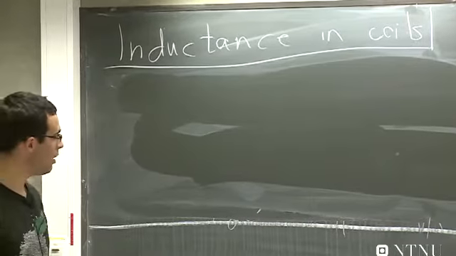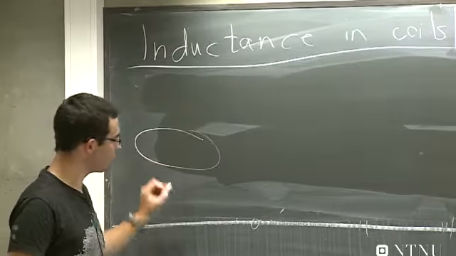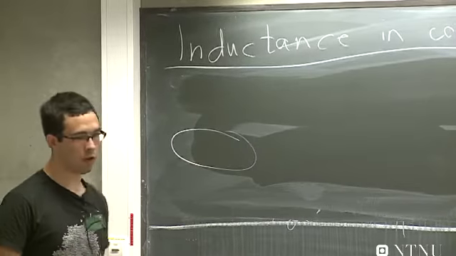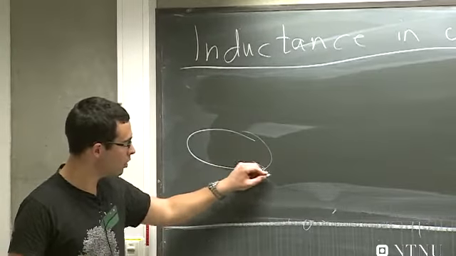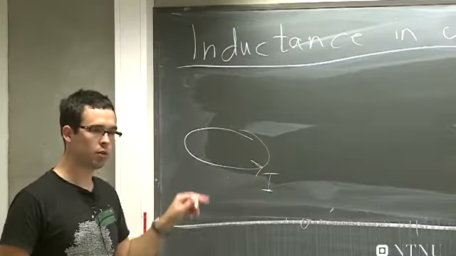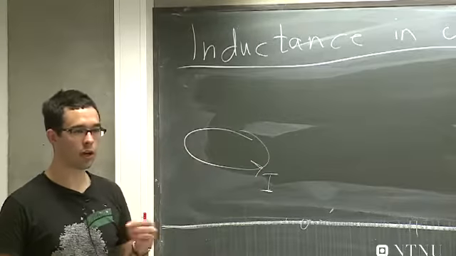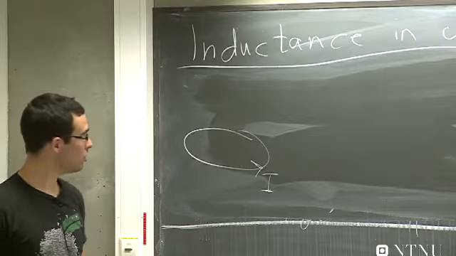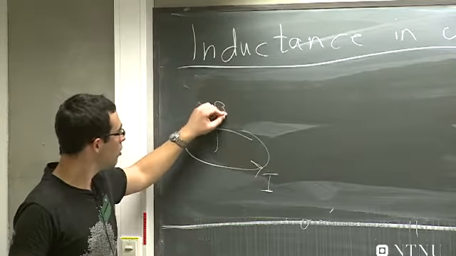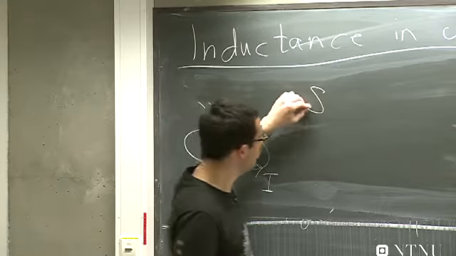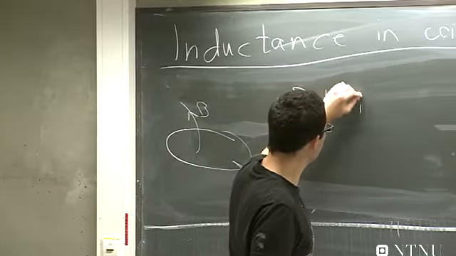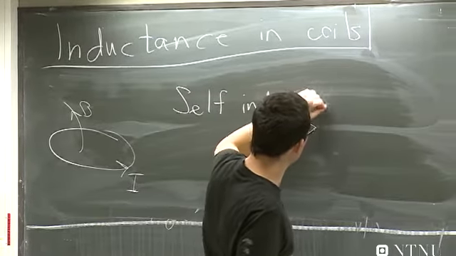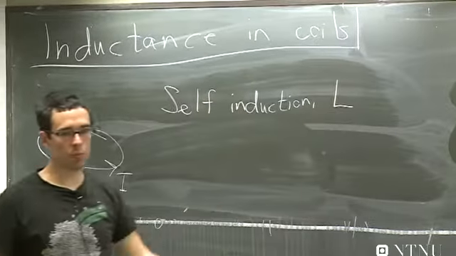Okay. Well, let's say I just have one loop. One loop of current here. If I introduce some current on this loop of wire, well, then there's going to be a B field, so I'm going to get a flux. The loop is going to induce a flux in itself. And this is called self-induction. And it's not called M, but it's called L.